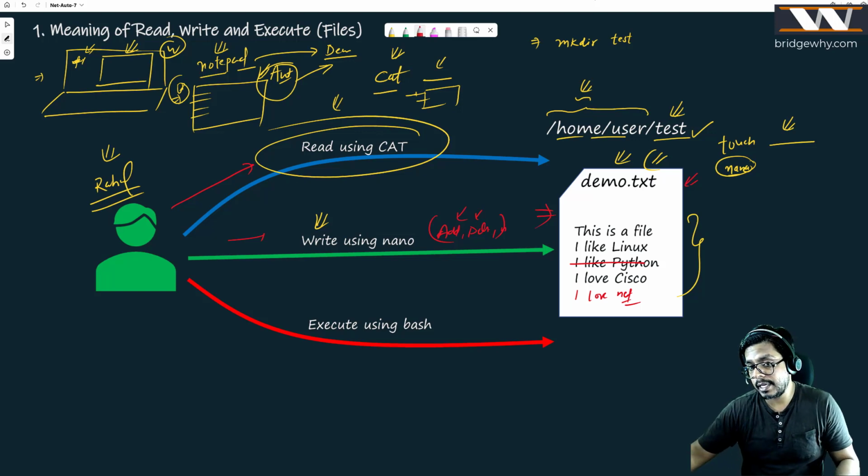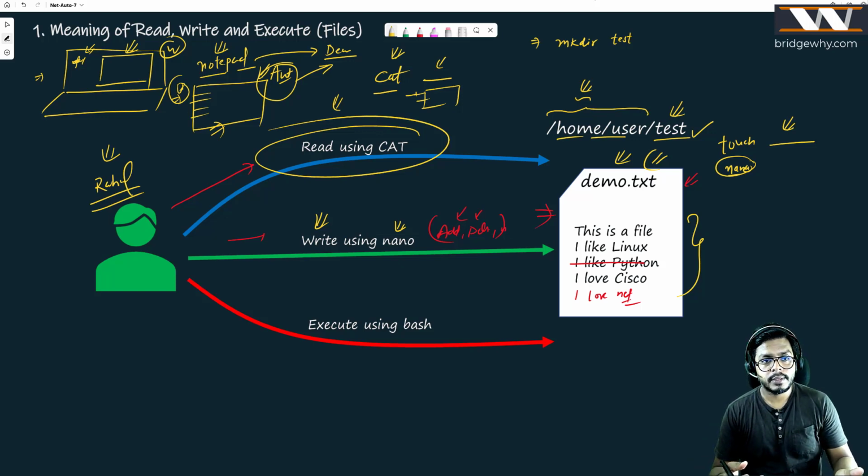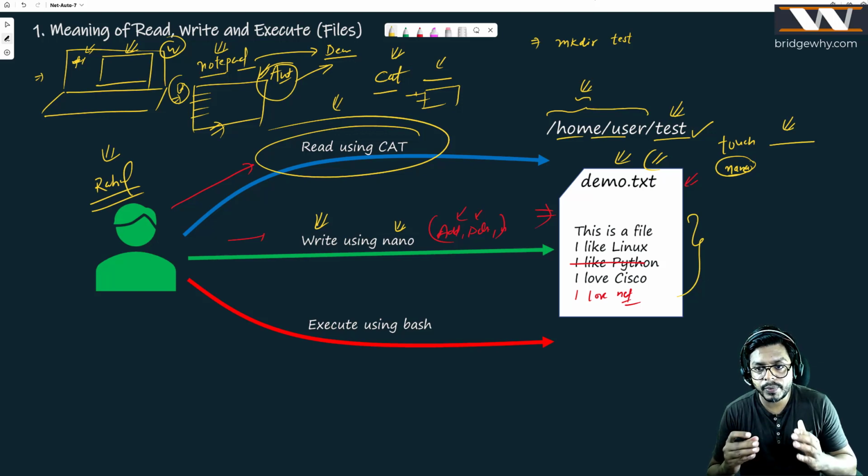But if I say who is writing into this file, Rahul or Nano? At the end of the day, what is Nano? Nano is just a program, just like your Notepad. Inside Notepad, you can write, you can add, delete, whatever you want, right? So actually the Nano program is adding, deleting something or writing into the file.